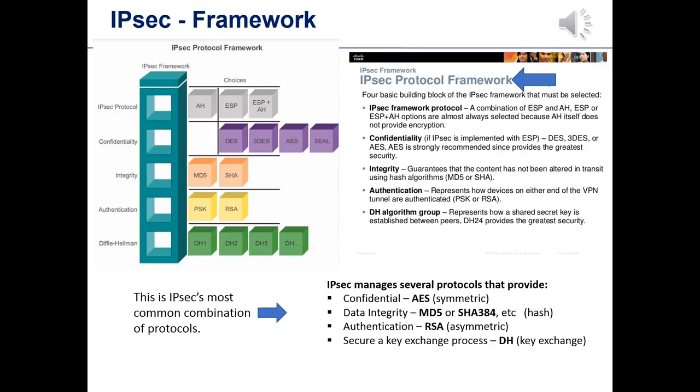This slide shows a nice graphic of the IPsec framework. There's a lot of boxes here for protocols, but you can see it's a framework. IPsec manages all of these protocols. But we're not going to look at all of them. We're going to zero in on the ones that are most common. As you can see on the bottom right hand side, we're going to look at AES, symmetric encryption, MD5 and SHA 384 for hashing, and RSA for the asymmetric keys, and Diffie-Hellman key exchange. So we'll look at these one at a time. This is the overall picture of how the framework manages all of these encryption protocols, but we'll look at these four individually as we go through the next slides.